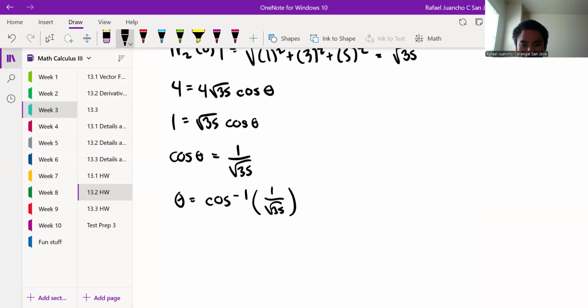And then I just approximate that, as it says in the question, to the nearest degree. So let me just quickly do that. Okay, so I'll get 1 over square root of 35. I got about 80.3, 80.3 degrees-ish.